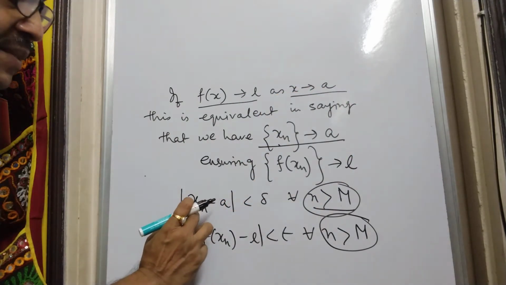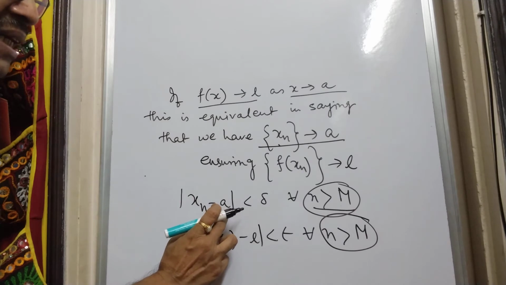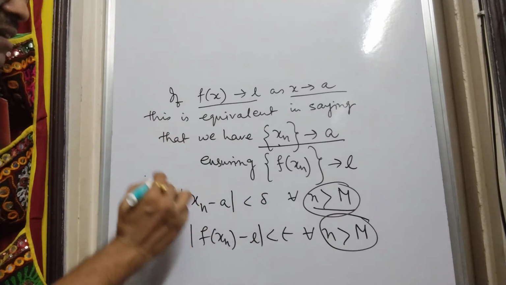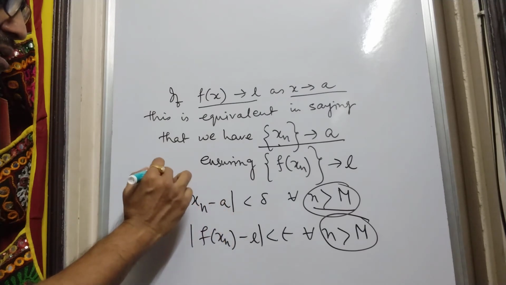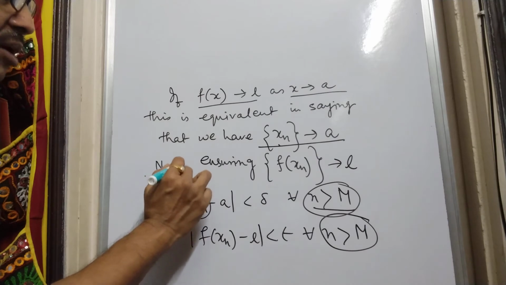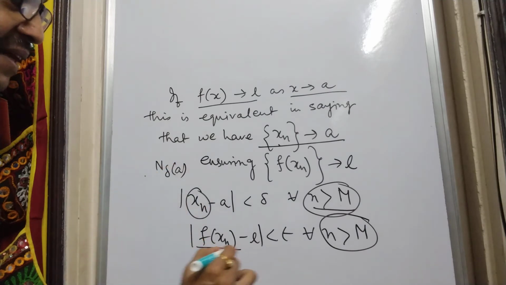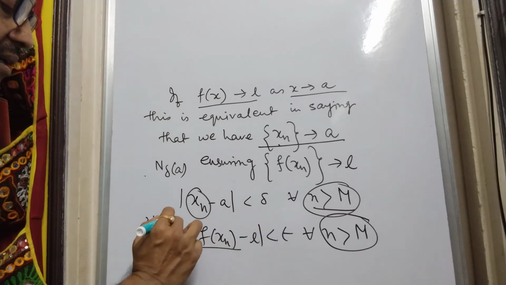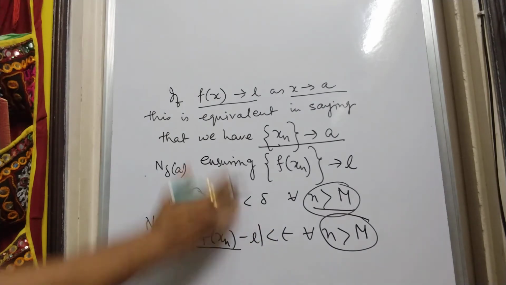Because mod of x_n minus a less than delta means all x_n are in the delta neighborhood of a. Isn't it so? All these x_n's are in the delta neighborhood of a, and all these f(x_n)'s are in the epsilon neighborhood of l. So they are equivalent.